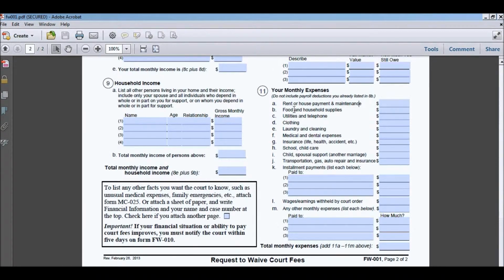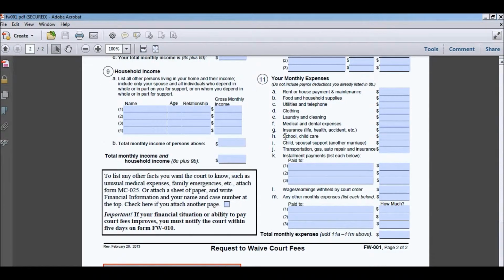Under line B, put down any type of food, household supplies, like basically any type of stuff that you need to sustain yourself each month. For C, utilities, telephone, clothing expense, cleaning expenses, medical expenses, insurance, health insurance, life insurance, disability insurance, whatever. If you have children, you have expenses for that, school, childcare, spousal support from another marriage, if that applies to you. For J here, it's transportation, so gasoline, auto insurance, auto repair, car payment, all that type of stuff goes under J.